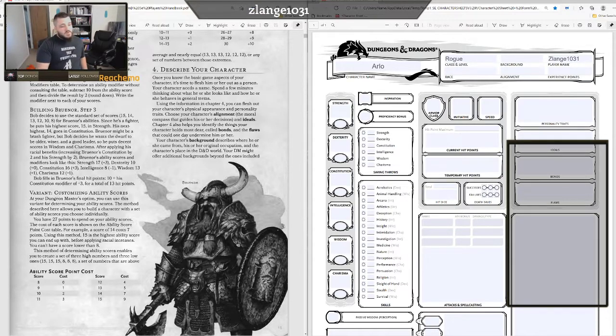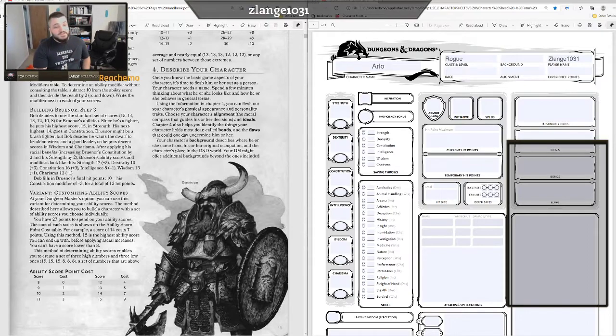Standard. This way is called the standard array. It's a set number given to you by the book saying, here are your stat points, allocate them where you want. So you have 15, 14, 13, 12, 10, and 8.